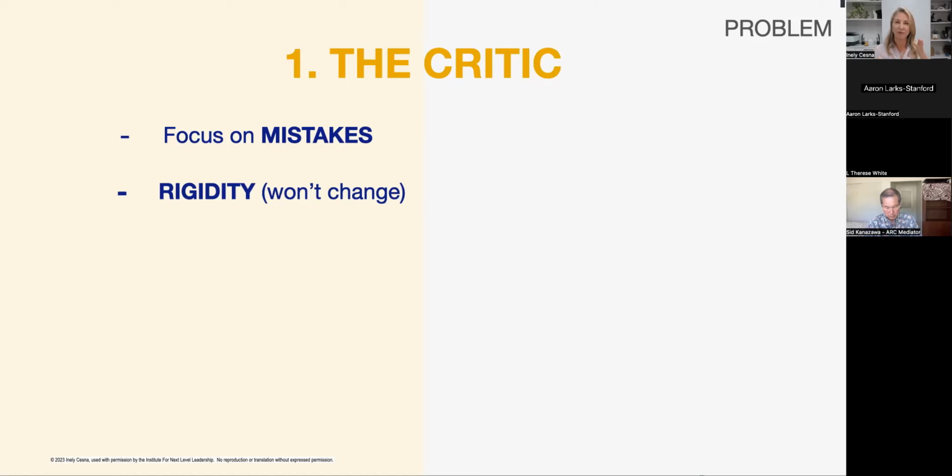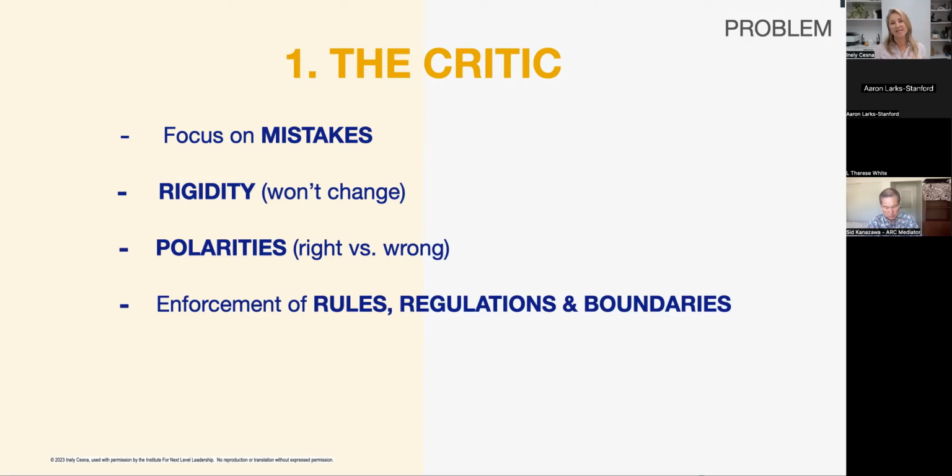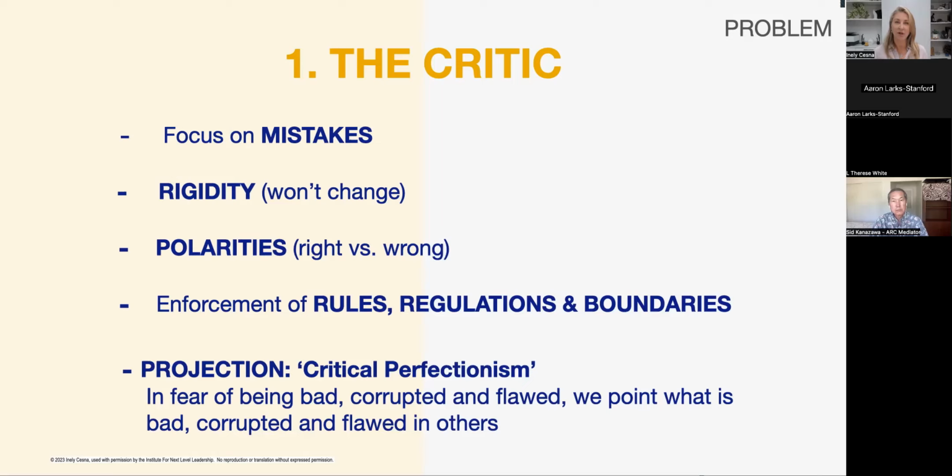There is a certain rigidity about right and wrong, the good and bad, the beautiful and ugly, the dualities, and an unwillingness to change. It's all about the polarities. And there is that tendency to want to enforce whatever rules, regulations, laws, whatever it is, we are attached to the enforcement of those. Okay, so in this place of the critic, we are actually playing a projection called critical perfectionism. Those names are given by Sandra Maitri in one of her books, and it's all in the bibliography for the presentation. But the projection is when we are in fear of being bad, corrupted, or flawed, we start pointing out what's bad, corrupted, or flawed in others.